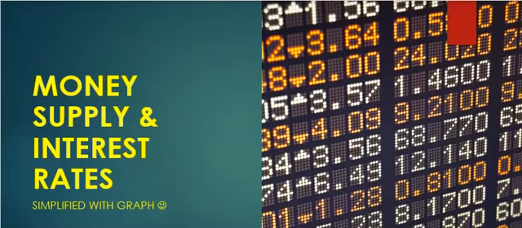Hi friends, today we are going to discuss money supply and interest rates. So the money supply changes the interest rates. Let's look at how. Supply of money is determined by the central bank, and the central bank knows what the demand for money is, and they can manipulate money in many ways, and as a result the interest rate changes.